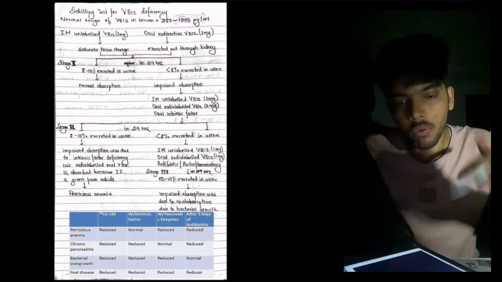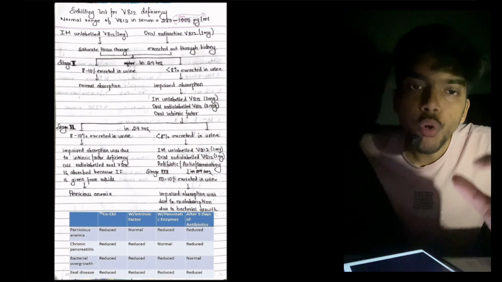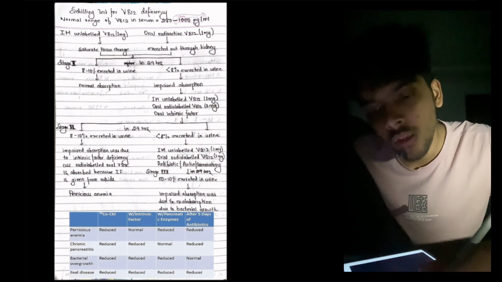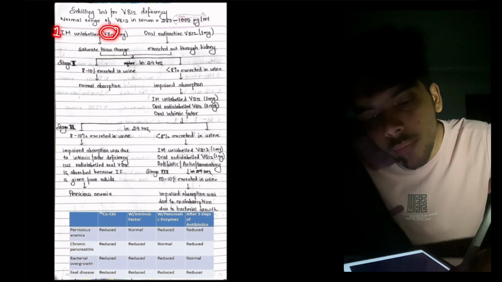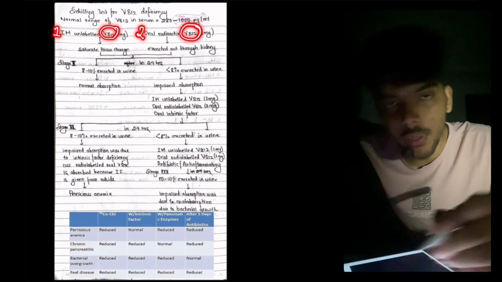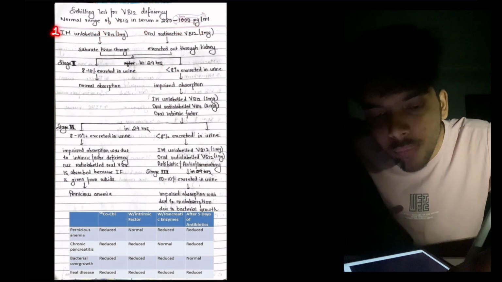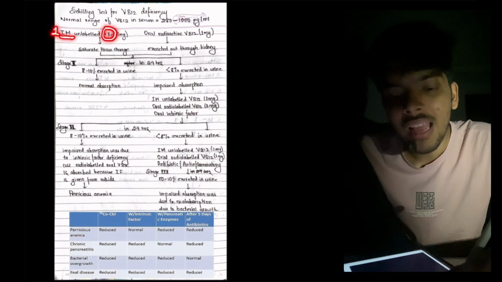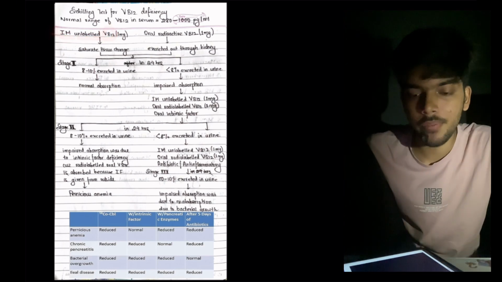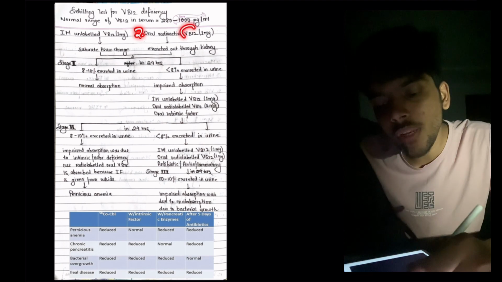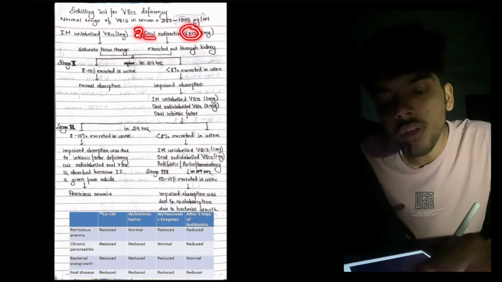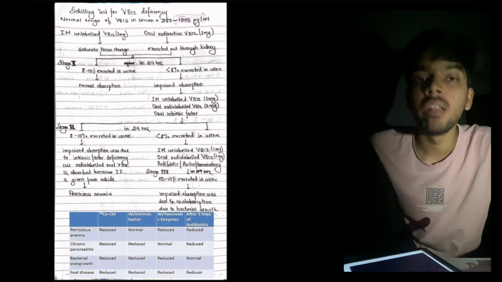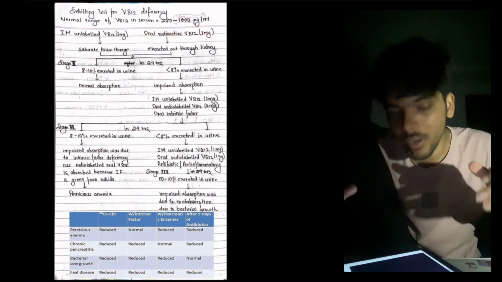So first, this is what you do. You take 2 different vitamin B12 supplements. First vitamin B12 supplement is given by intramuscular route, and this is not radioactive. The second vitamin B12 supplement is given by oral route, so you take an oral pill, and this is radioactive. Now in a normal person, this is what happens.